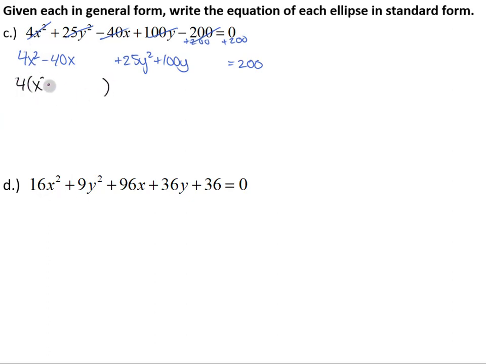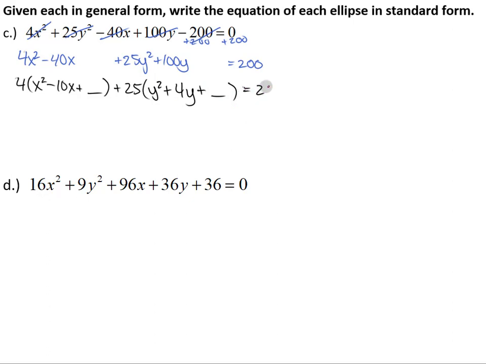That leaves me with x squared minus 10x. And that's where we're going to put our plus blank inside of our parentheses, just like with circles. Next, we're going to have our 25 factored out of both terms for y. That leaves me with y squared plus 4y. Okay, and again, we'll set up a plus blank to complete the square for y.